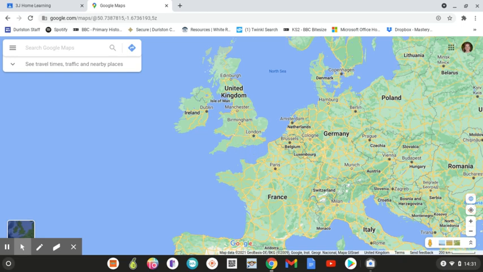Okay, well, welcome to your geography map work this week. This week we are going to talk specifically about an area where our school is. So, Barton-on-Sea, obviously. As you can see, we've got a world map here, and I'm particularly focused on the continent of Europe. We have got the United Kingdom here and Ireland.